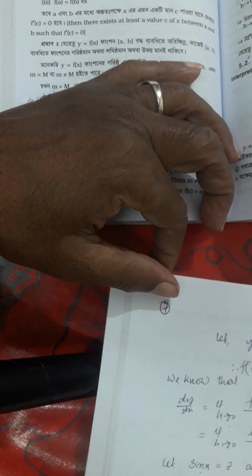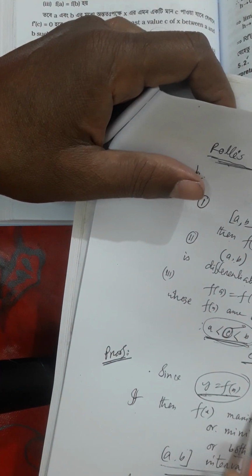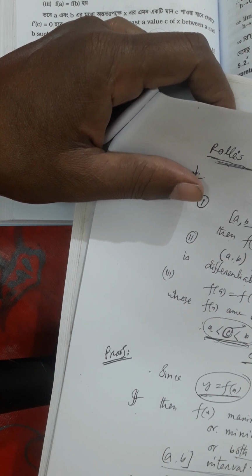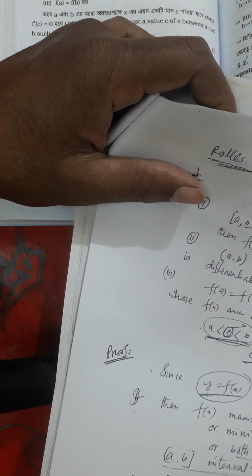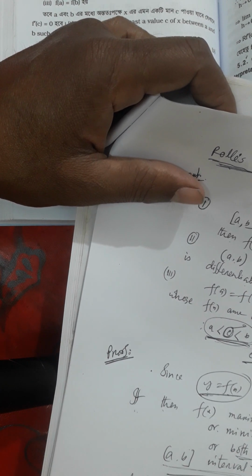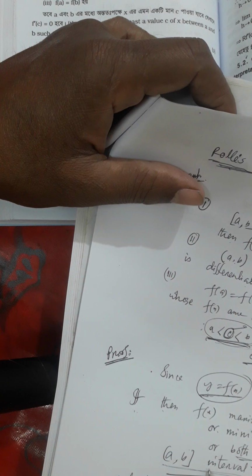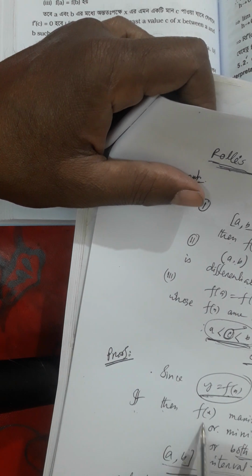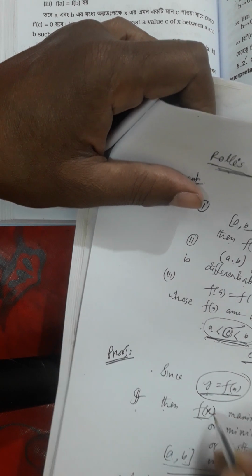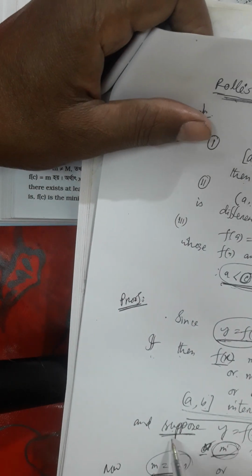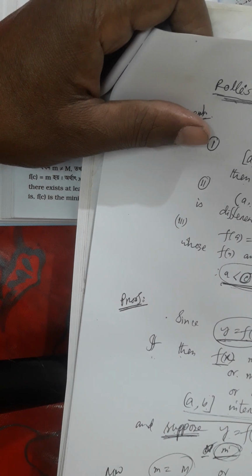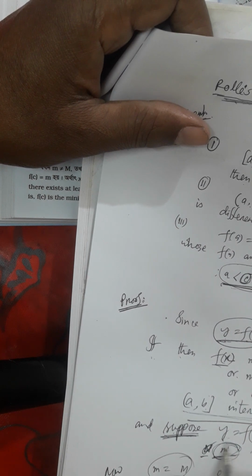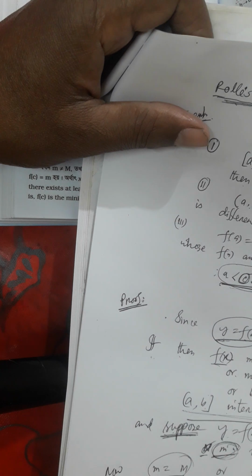Again, repeating: since y equals f of x is continuous on a to b, the function f of x attains maximum or minimum or both values on the interval a to b. Suppose y equals f of x has maximum value M and minimum value m, right? Suppose one is larger and the other is smaller.